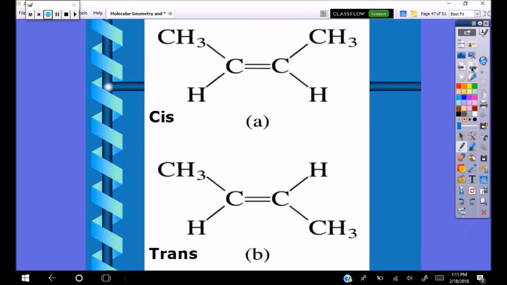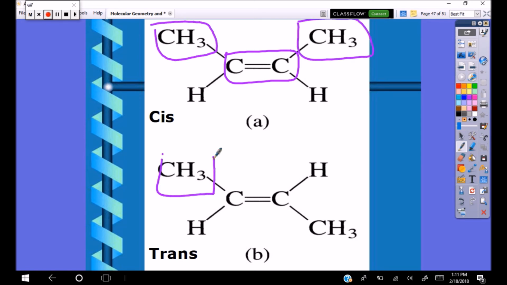So here's another example of cis and trans isomers. You're most likely going to see these when you have double bonds here. So if they're on the same side, these CH3 groups are on the same side here, they are cis, but here they are on the opposite side, so they are trans.